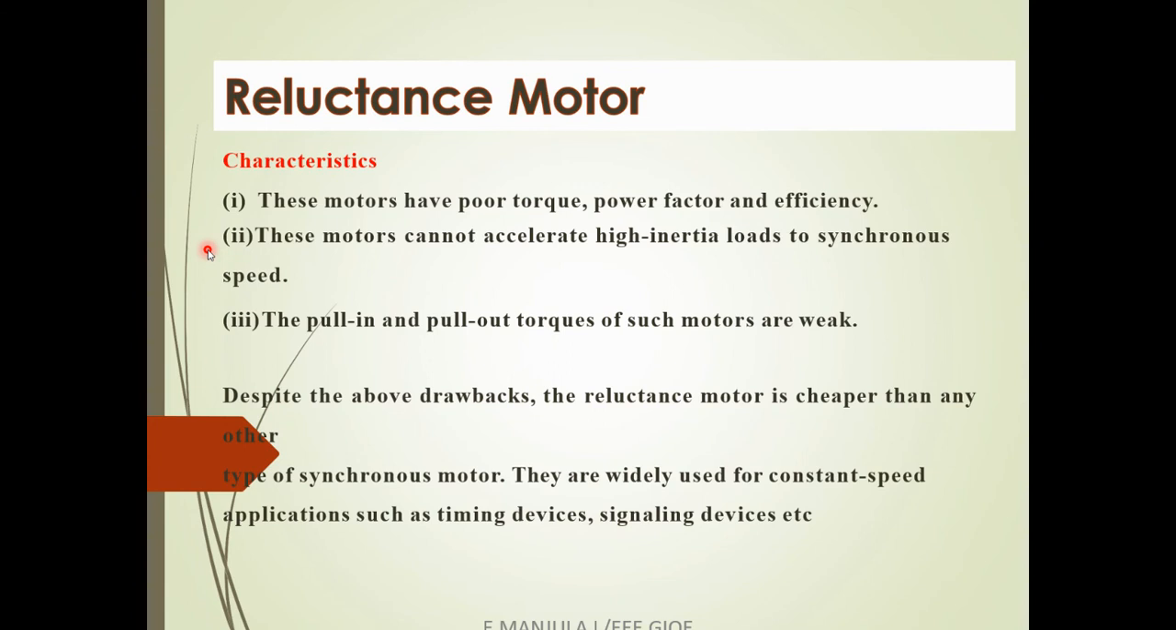What are the characteristics of a reluctance motor? These motors have low torque, power factor, and efficiency. These motors cannot accelerate high inertia loads to synchronous speed. The pull-in and pull-out torques of such motors are weak. Despite the above drawbacks, the reluctance motor is cheaper than any other. This type of synchronous motor is widely used for constant speed applications such as timing devices, signaling devices, etc. Though it has many disadvantages, it can be used only because it is cheap.